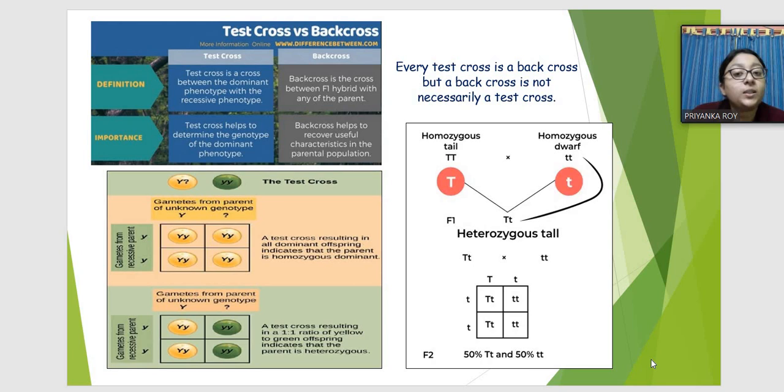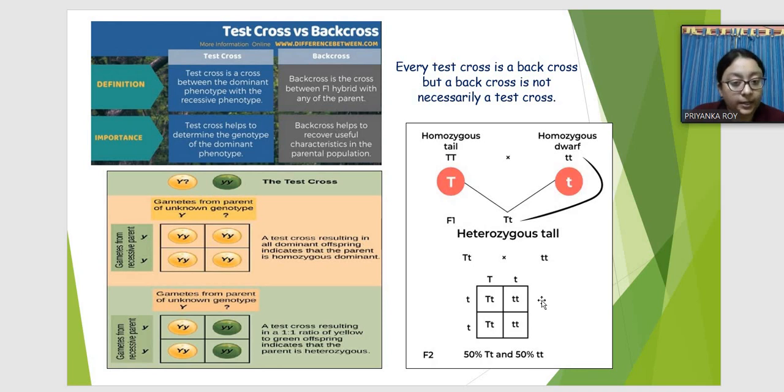Now coming to what is a test cross and what is a back cross. A test cross is a cross, like the name suggests, that we do whenever we do not know the genotype of a particular organism. It is an unknown genotype and we are trying to find out the exact genotype of that organism. Therefore, we are doing this test cross.